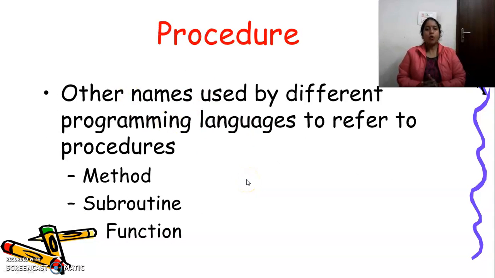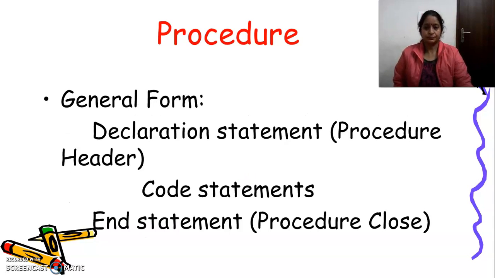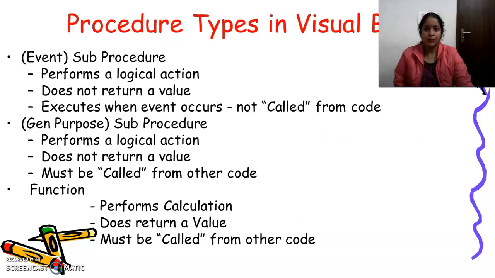Now, we can call a procedure by many different names in programming languages. We can call it a method, a subroutine, or a function. This slide is about the general form of the procedure. First of all, there is a declaration statement, also known as the procedure header. After that, coding statements, or we can say the body of the procedure. At last, there is the ending statement, or the closing of the procedure.